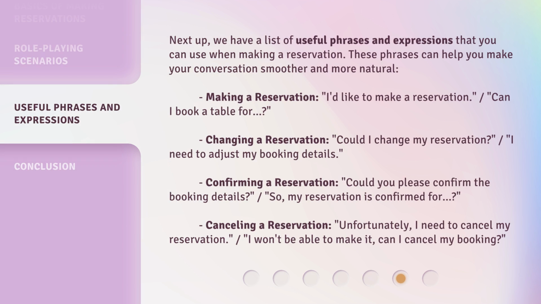Next up, we have a list of useful phrases and expressions that you can use when making a reservation. These phrases can help you make your conversation smoother and more natural. Making a reservation. I'd like to make a reservation. Can I book a table for? Changing a reservation. Could I change my reservation? I need to adjust my booking details. Confirming a reservation. Could you please confirm the booking details? So, my reservation is confirmed for? Canceling a reservation. Unfortunately, I need to cancel my reservation. I won't be able to make it. Can I cancel my booking?